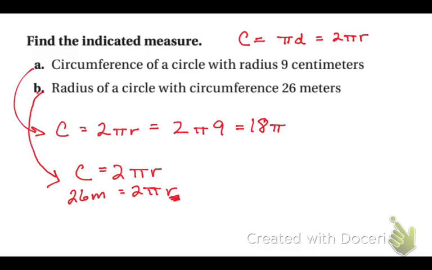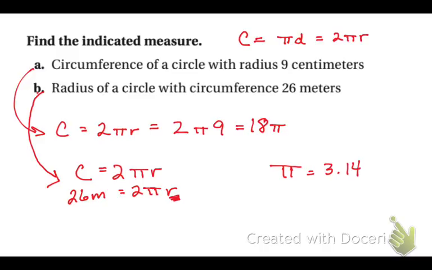So we have to divide both sides by 2 pi. One thing to remember, pi is just a number. It is a special number, yes, and you'll learn more about that as time goes on. But for now, pi is just a number that stands for approximately 3.14. It's just a shorthand way of writing this special number.